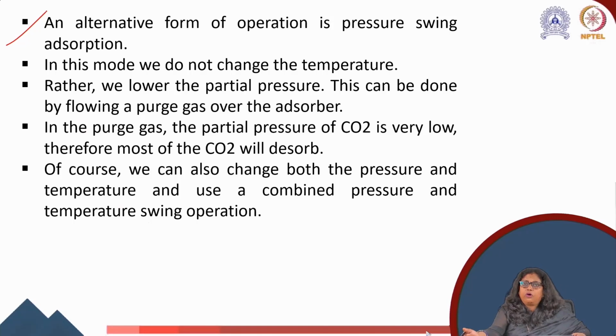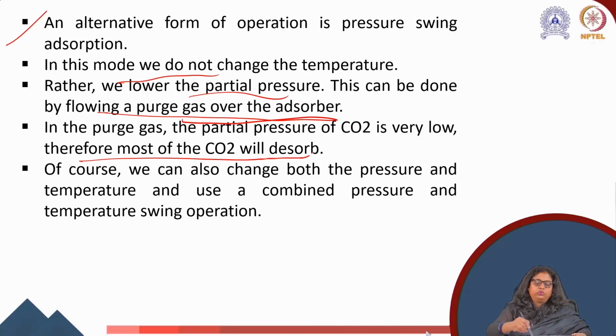And then one more, an alternative form of operation: pressure swing adsorption. In this mode we do not change the temperature, rather we lower the partial pressure. This can be done by flowing a purge gas over the adsorber. In the purge gas, the partial pressure of CO2 is very low, therefore most of the CO2 will get desorbed. Of course we can also change both temperature and pressure and use a combined pressure-temperature swing. That we call PT, pressure temperature.